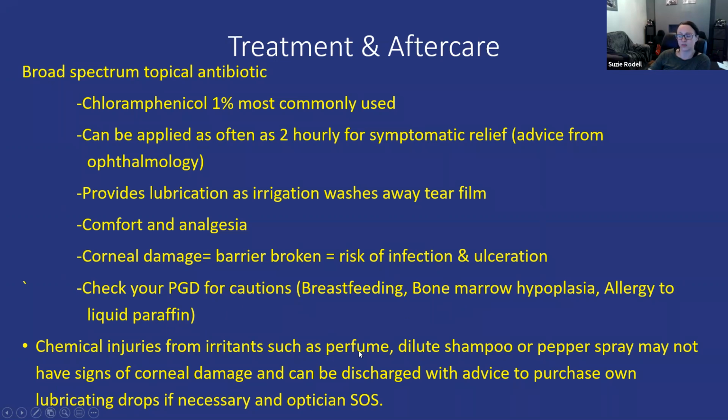Chemical injuries from irritants such as perfume, dilute shampoo, or pepper spray, like I mentioned earlier, typically don't have any uptake with fluorescein, and short of some pain and injected conjunctiva, they're quite self-limiting. I don't give patients any chloramphenicol for these injuries. Instead, I advise them to purchase some lubricating drops over the counter. These patients are safe to be discharged as long as they've got normal pH and it's definitely an irritant, with advice to see an optician as needed. So if they continue to have any symptoms or problems, direct them to the community optician.